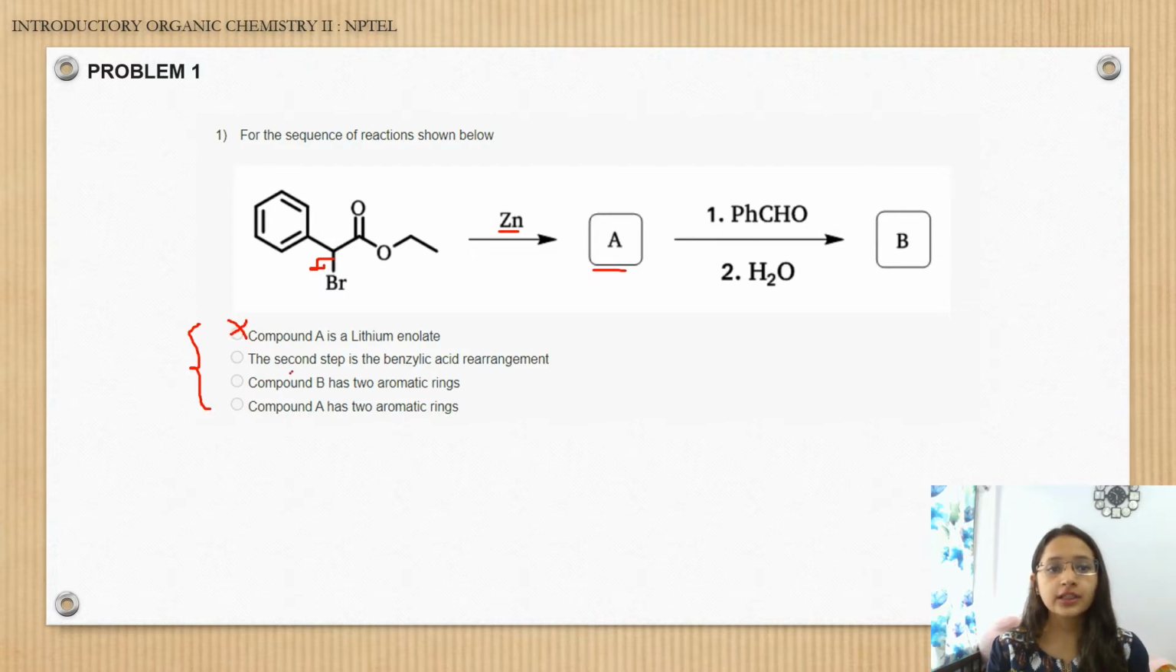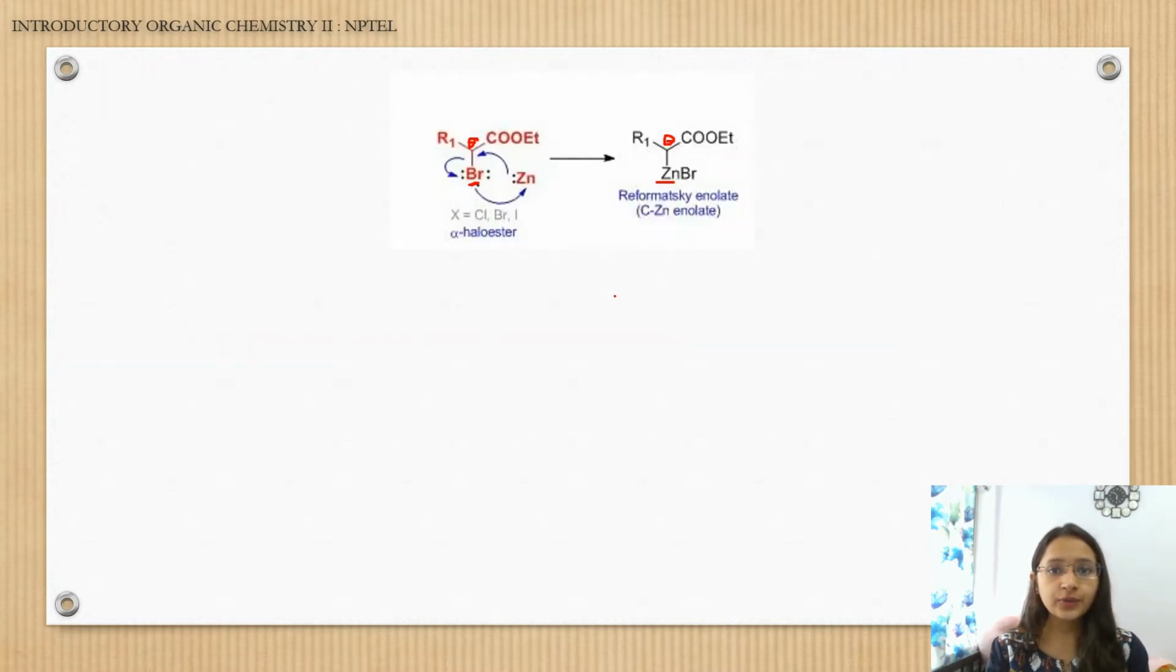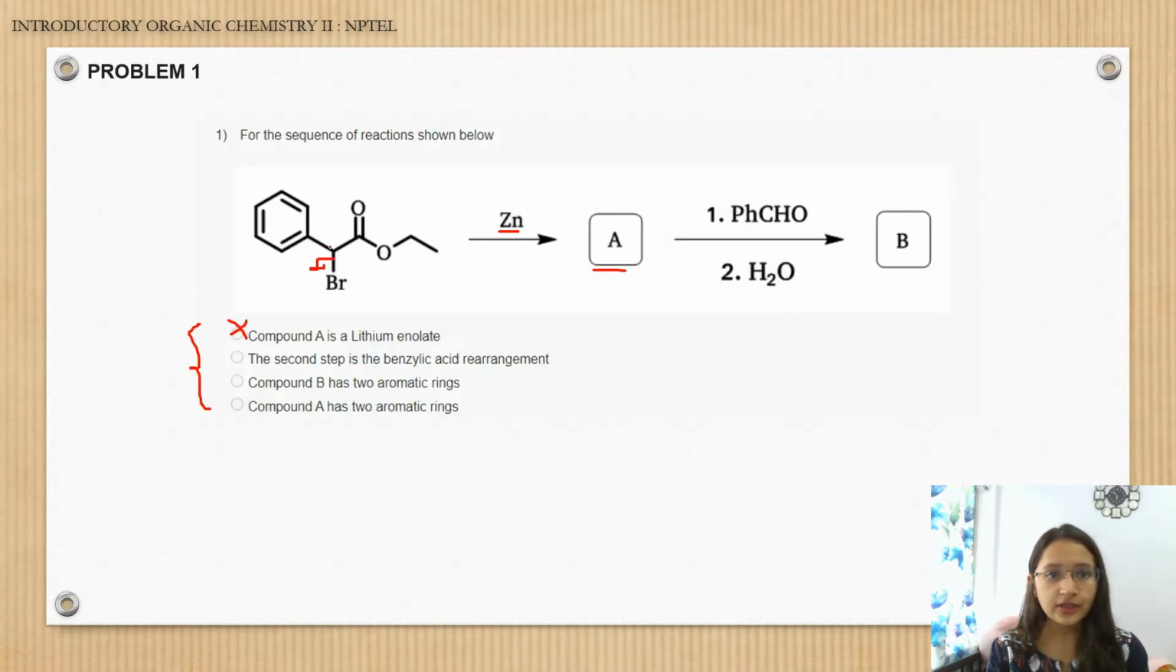Now coming to option B, the second step is the benzilic acid rearrangement. This is the first step which we have discussed. Now they are saying that this second step is a benzilic acid rearrangement. See what happens when you treat it with this: the C-Zn-Br Reformatsky enolate is generated for this compound, so zinc is getting inserted into the C-Br bond.